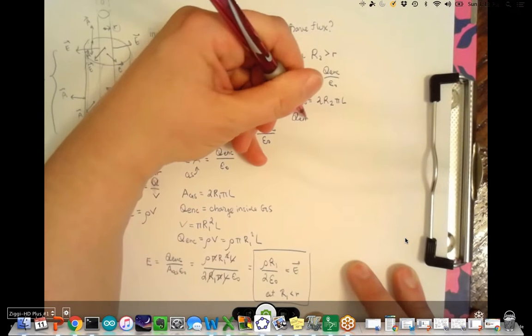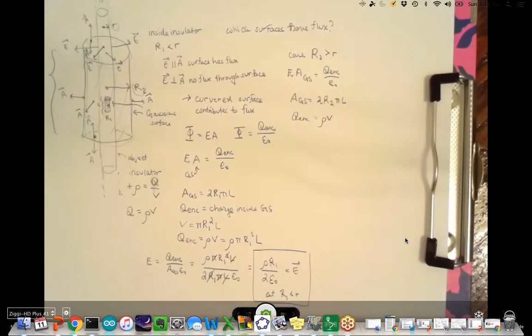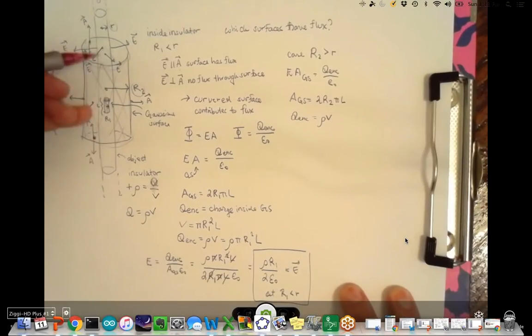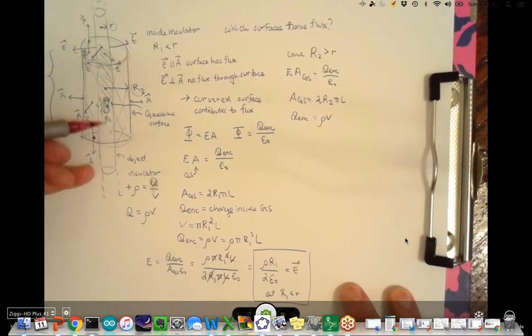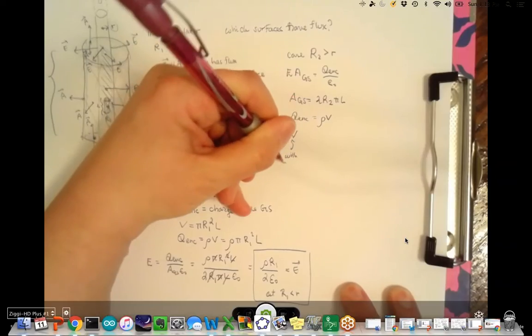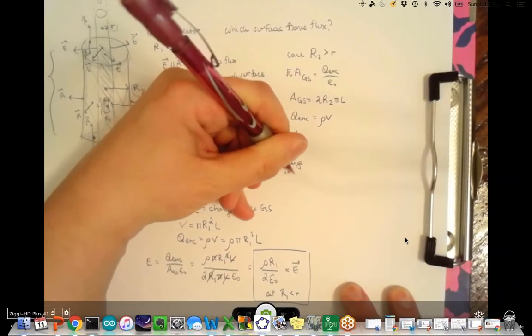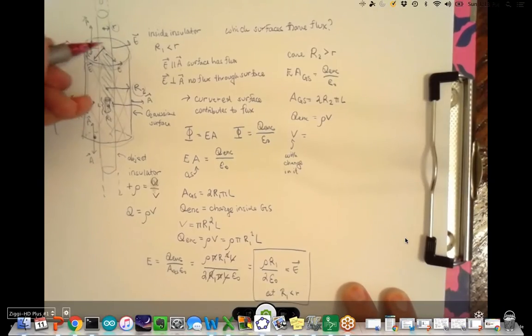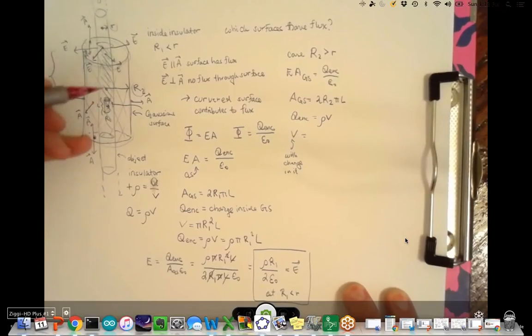Our Q enclosed is once again going to be rho V, so rho times the volume. But remember, we're looking at the charge enclosed, not just all of the volume enclosed. The entire volume enclosed is this whole thing here, but the charge enclosed is really only on this piece of it here. So when we say the volume, we want to mean the volume with charge in it. And that's the volume that goes out to little r, not the volume that goes all the way out to R2. So our volume is going to stop at little r. It's going to be the volume of basically this piece right here that comes out to there.